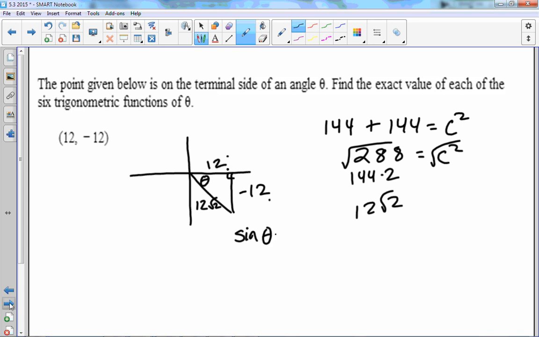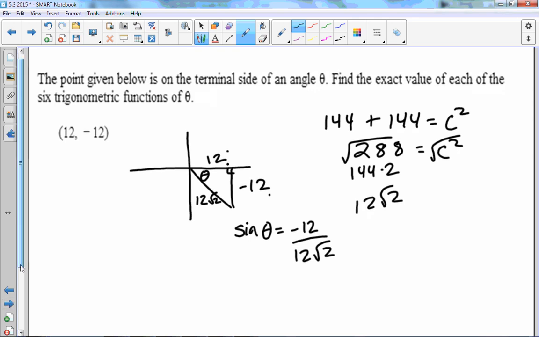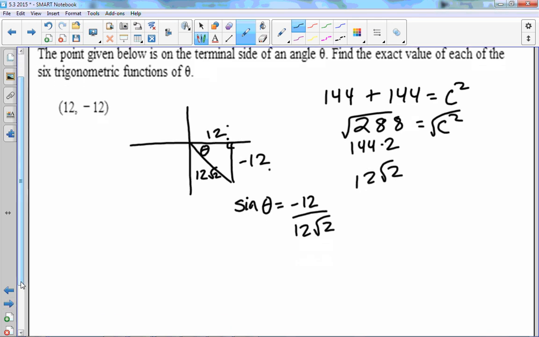So sine, what's sine? Opposite over hypotenuse. So negative 12 over 12 square roots of 2. Now, y'all, this software is very inconsistent about rationalizing. Sometimes it lets you go and not rationalize, and then sometimes it makes you. It never tells you when or when not to. So I always rationalize because it will always take the rationalized answer. In this case it would not take that because you can simplify.